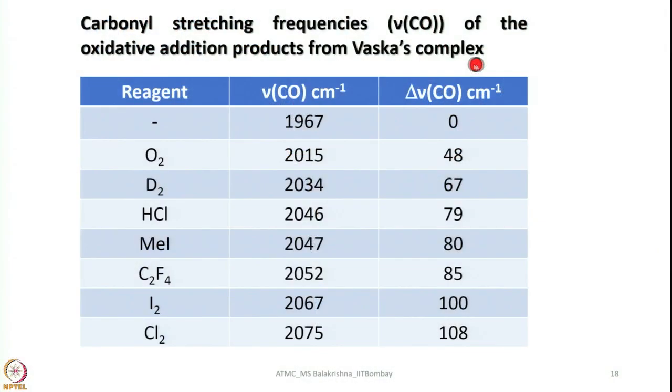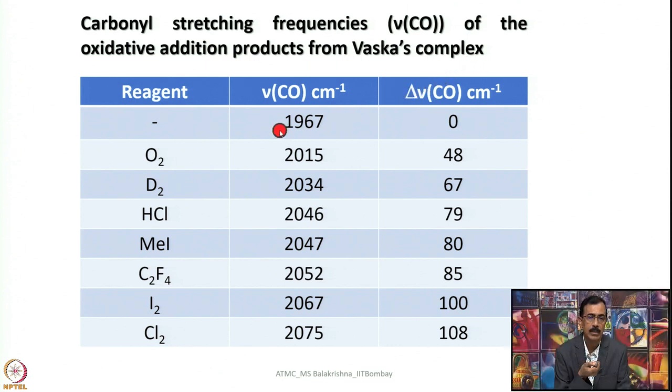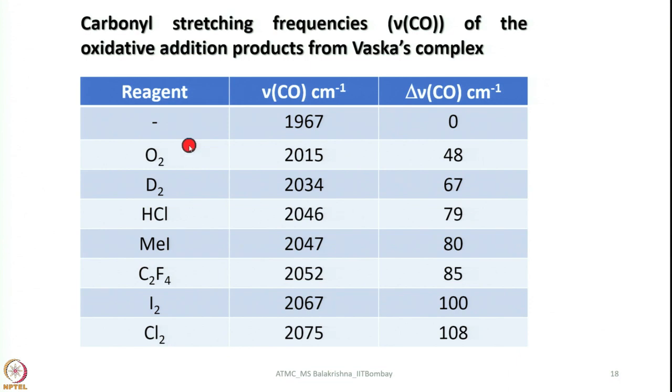Now I have given another interesting data here. This is about Vaska's compound which is undergoing oxidative addition with various substrate molecules. The stretching frequency I have given in the first one is for the neutral starting compound, a typical rhodium chlorocarbonyl bis(triphenylphosphine) compound, that is Vaska's compound. For that one, the stretching frequency for CO appears at 1967, and after performing oxidative addition, in case of oxygen it changes to 2015, this is the difference in the stretching frequency with respect to this one.